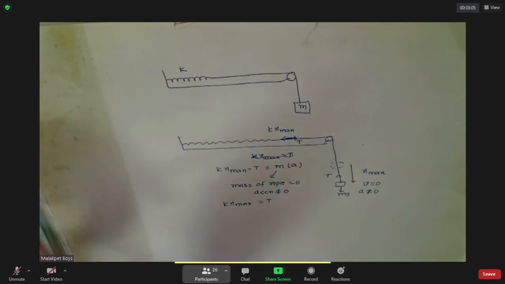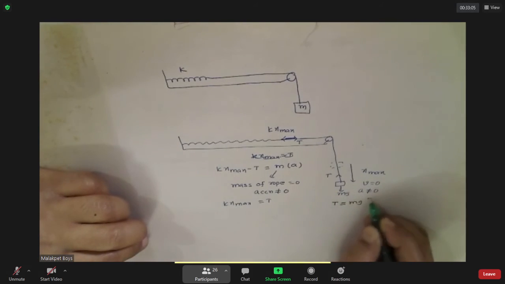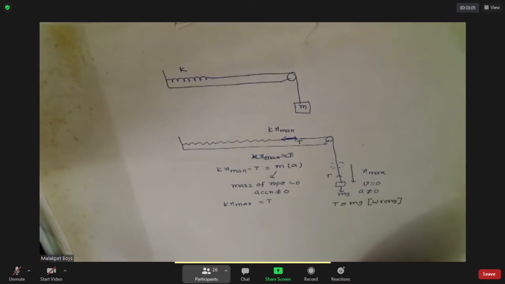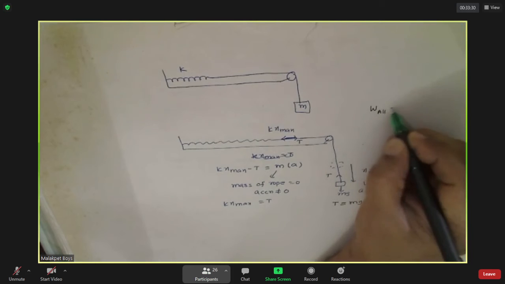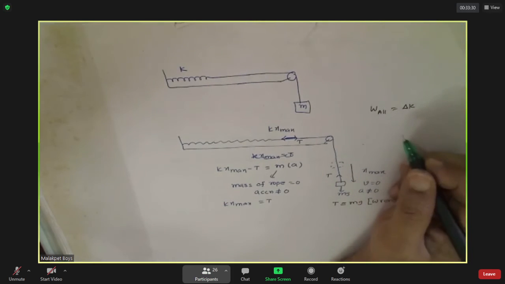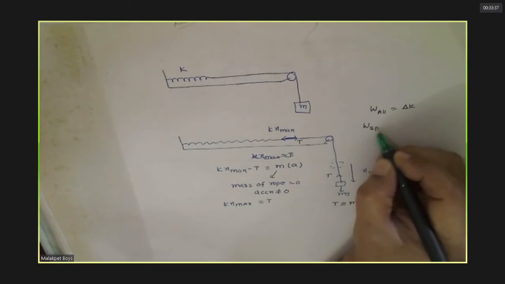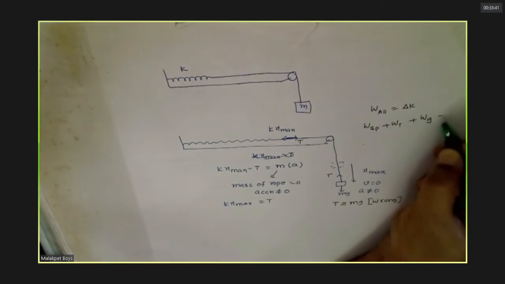For this I cannot write T equal to mg here. That is wrong, because there is an acceleration. So the best thing is to use work done by all forces equals change in kinetic energy. A spring force is there, tension is there, mg is there, and this equals the change in kinetic energy.